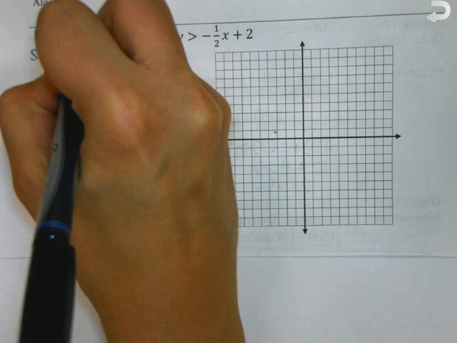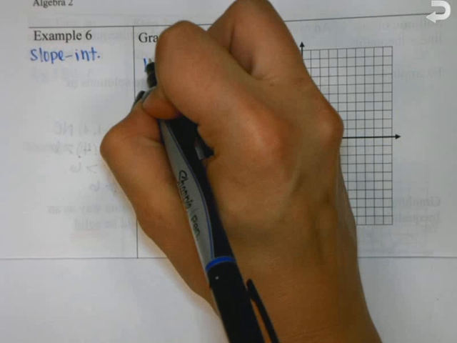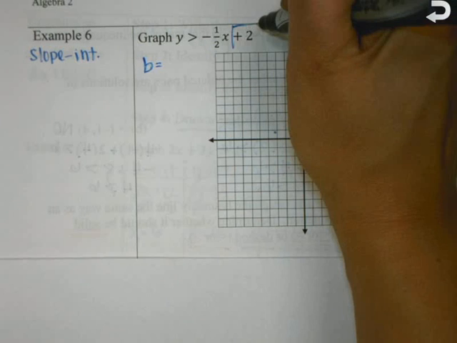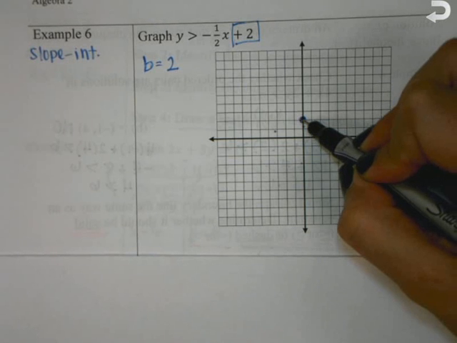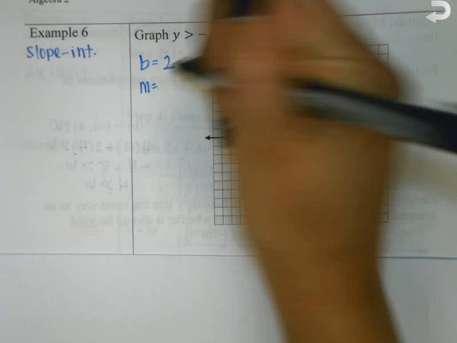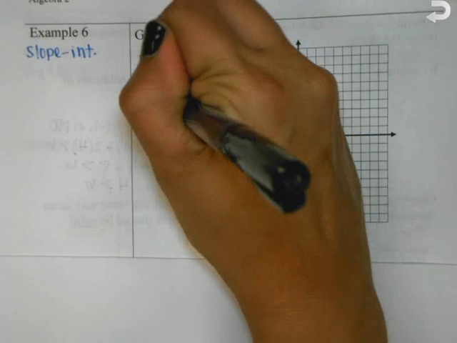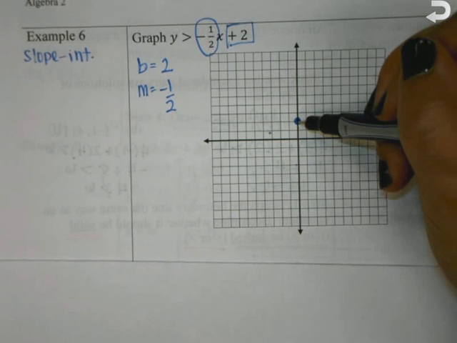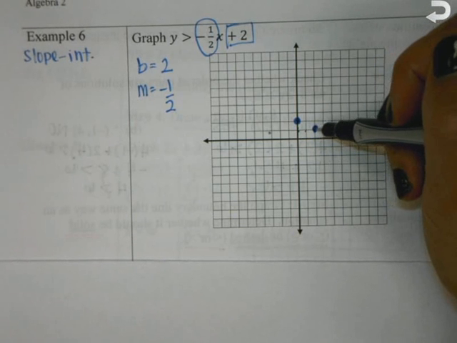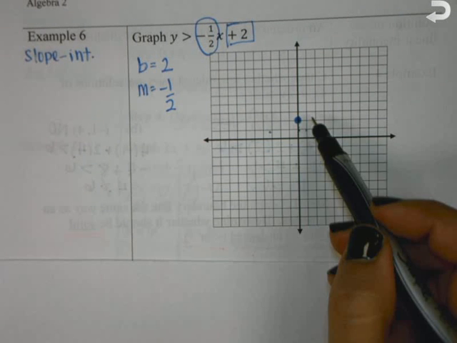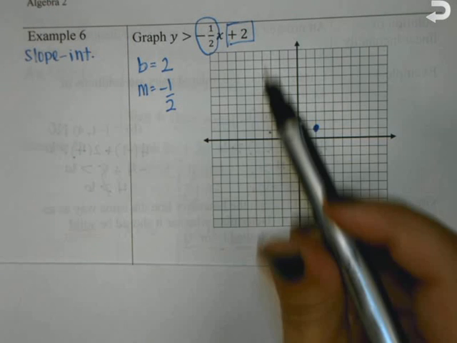So what is b in this one? Good. b is positive 2. So we're going to graph that up 2 and put a point. What's my slope? Good. Thank you. Negative 1/2. So from that point that I graphed already, I go down 1 and over 2 and I put a second point. It does not matter if your points are open or closed. We're just putting points so that we can draw the line. So just put points there like how you normally graph.